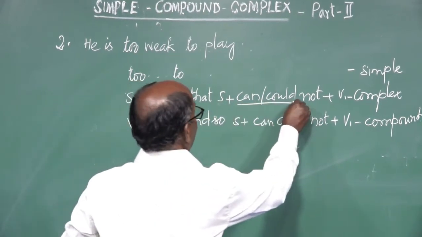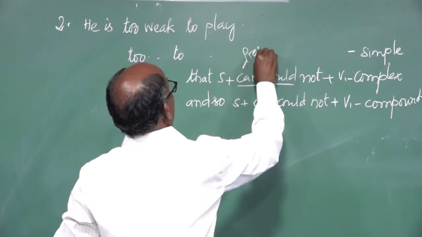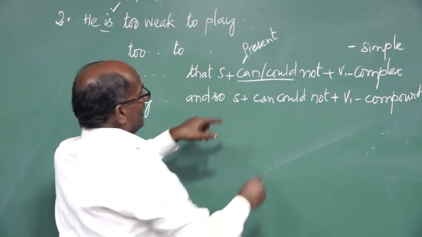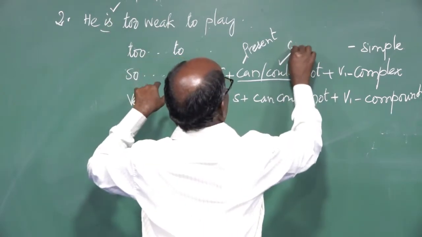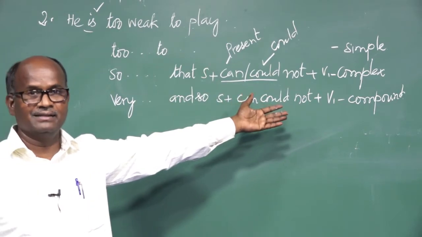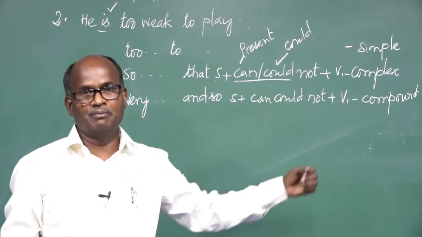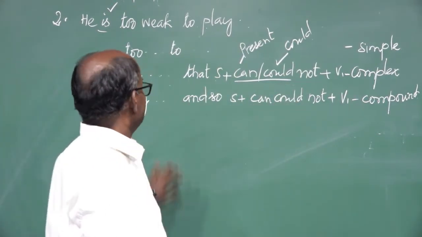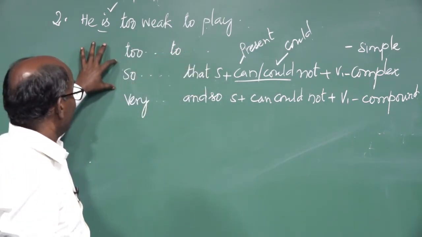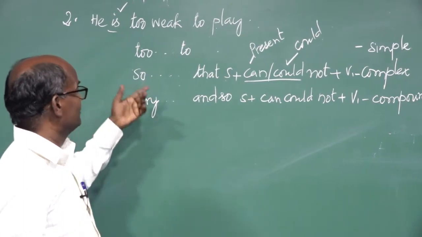Can or could: if the tense is present, can. The given sentence is present, so can. If the tense is past, it should be could. And then we must frame a negative sentence, so not. Then verb first form. This is for complex. And for compound, after framing the complex sentence, converting to compound is very easy.